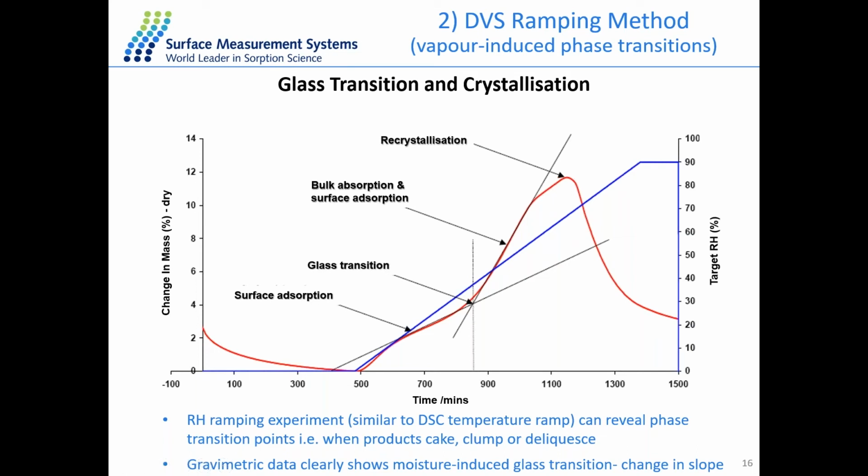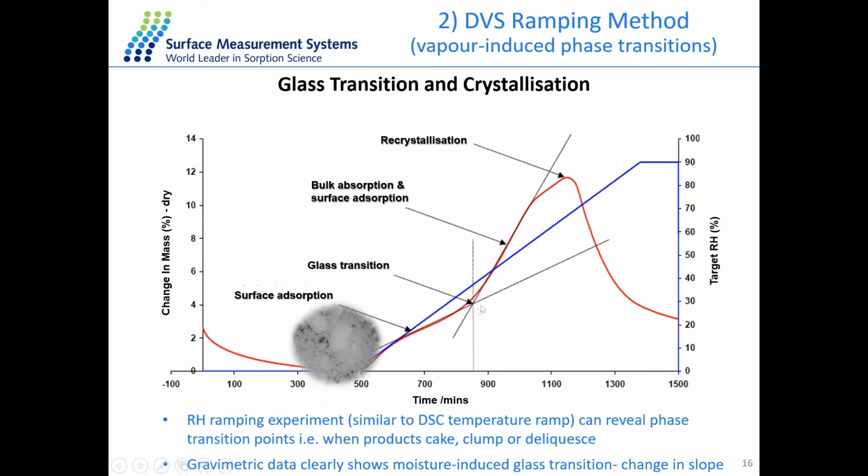This is an example with the lactose sample at 25 degrees, and the red line is the change of mass for the sample. During the drying step before 500 minutes, it's losing mass just from the flow of the carrier gas. When we start introducing the moisture, the sample uptake increases slowly, and this is because of surface sorption on the lactose material.